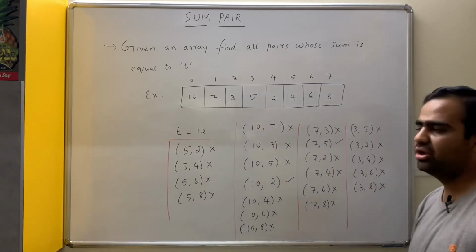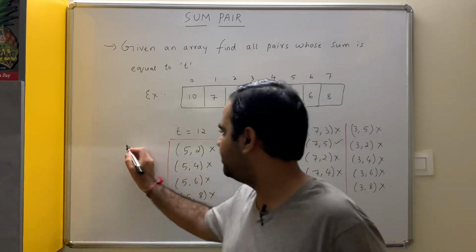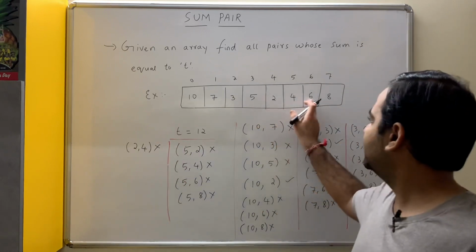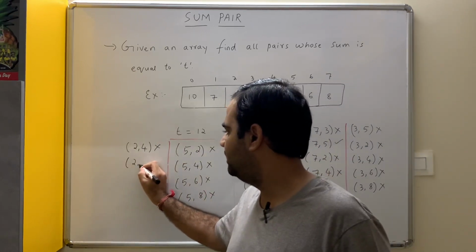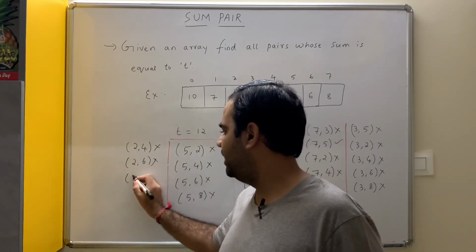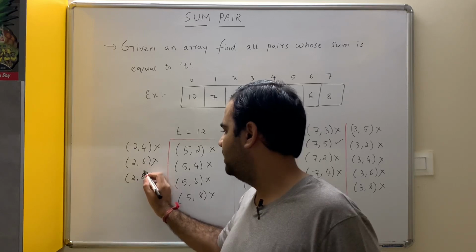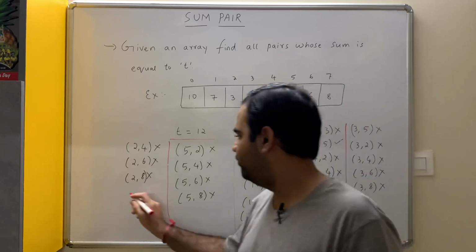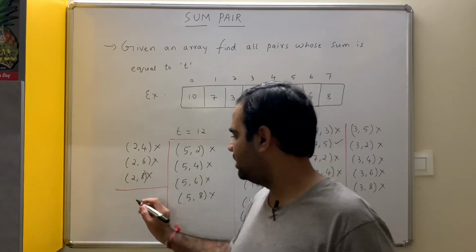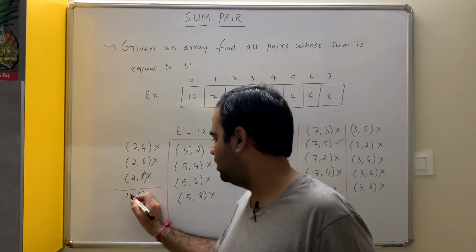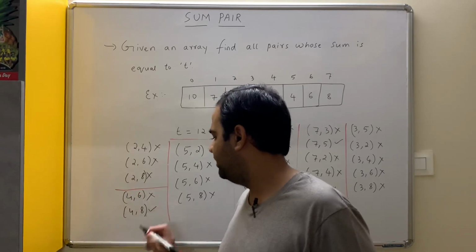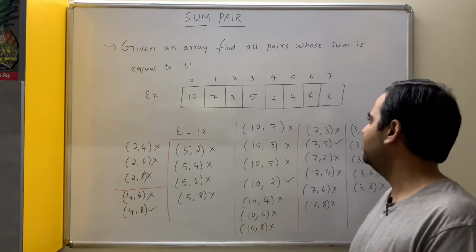Now you have to do with respect to 2. Again you have to search on the RHS. Now you say 2 and 4, not equal to 12. Next 2 and 6, not equal to 12. 2 and 8, not equal to 12. Now with respect to 2, everything is done. Now you have to search with respect to 4. Search on the RHS. 4 and 6 not equal to 12, but 4 and 8 is equal to 12, and you form a pair whose sum is equal to t.